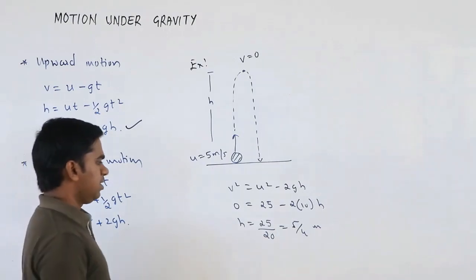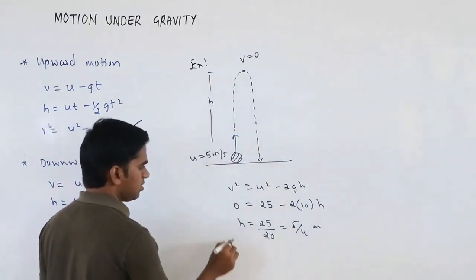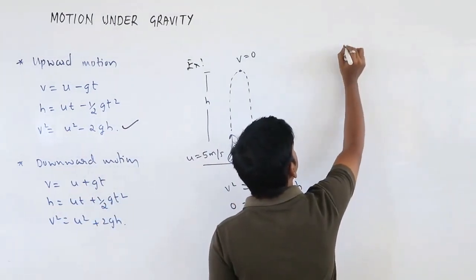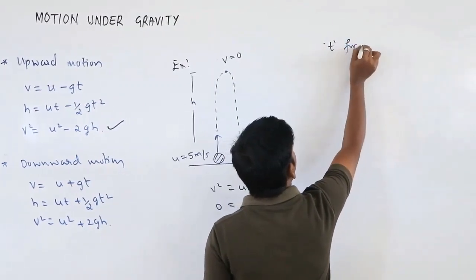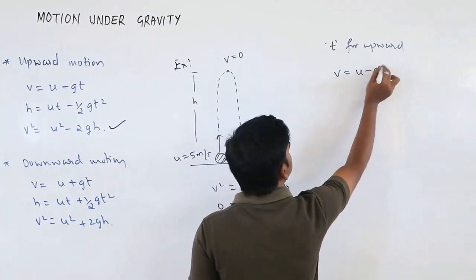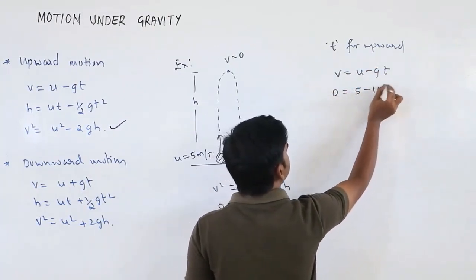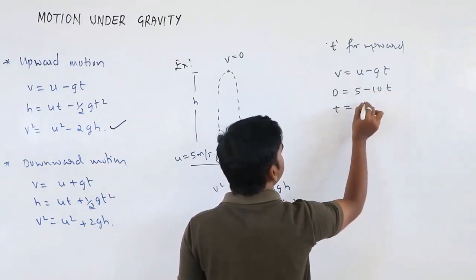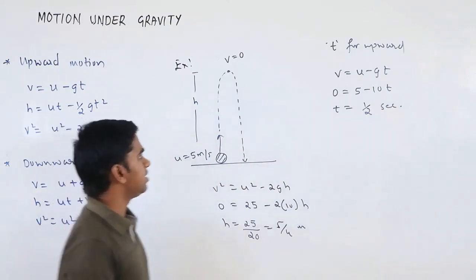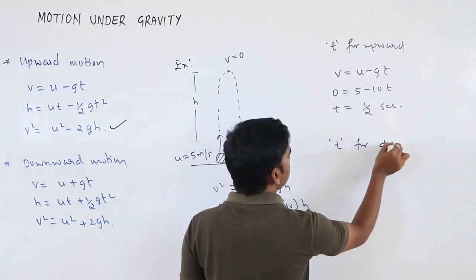Now what we'll do is, what is the time taken to go there? The time taken to reach maximum height is the time taken for upward motion, t for upward. So v equals u minus gt. v we have taken 0, u is 5, minus 10 into t. So t is 1 by 2 seconds. Okay.